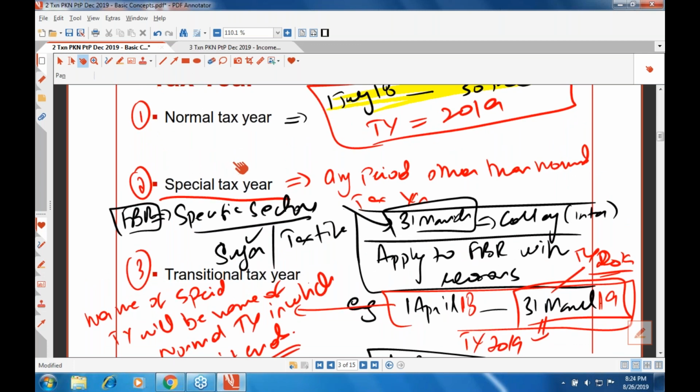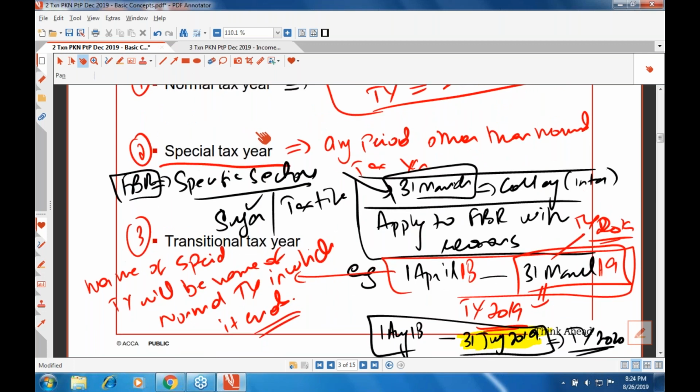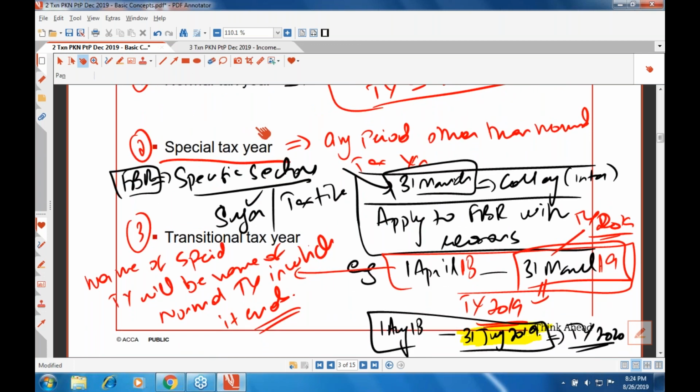So the normal tax year is July to June, and the special tax year is any period other than the normal tax year. And how exactly are you going to name the special tax year? The name of the special tax year is going to be the name of the normal tax year in which that special tax year ends.